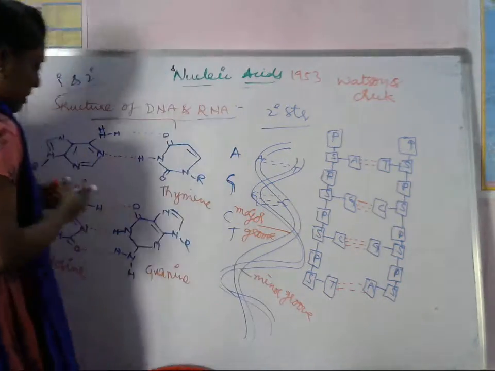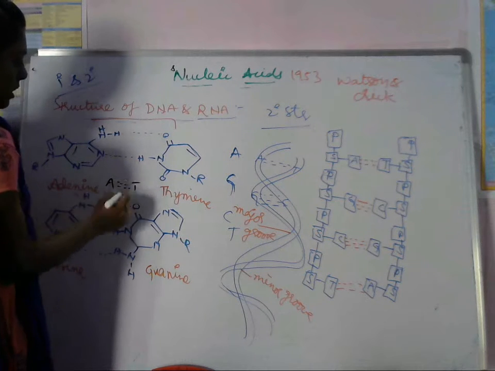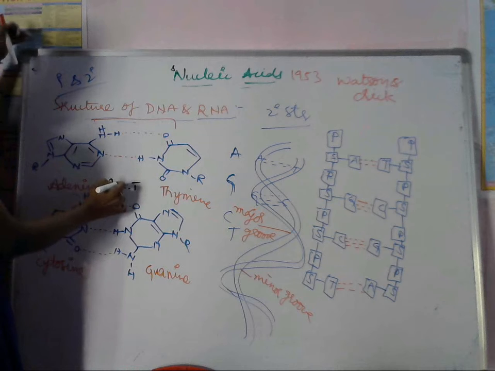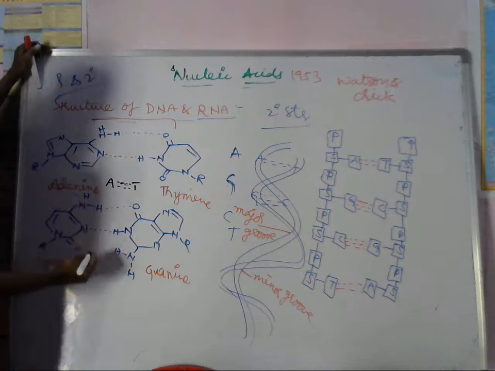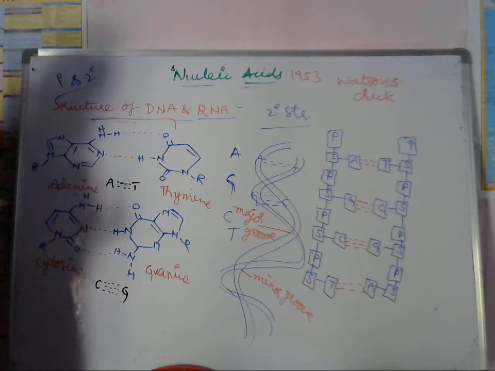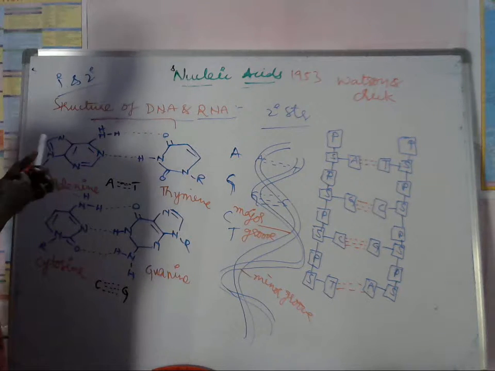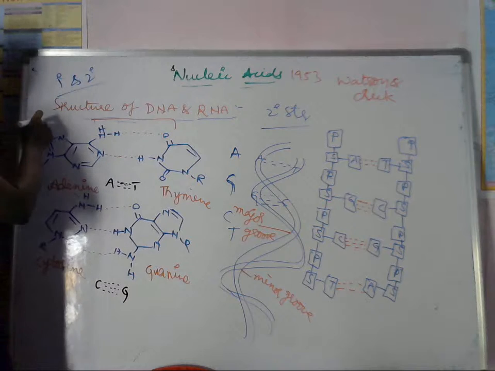So there are three hydrogen bonding interactions, so that's why we show this one as G. T means a double bond here, two interactions are there. Next we have to show this as C. Here three hydrogen interactions are there. Okay, so like that, this is the primary structure of the DNA.